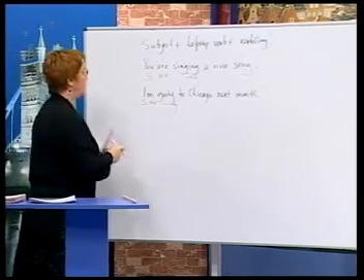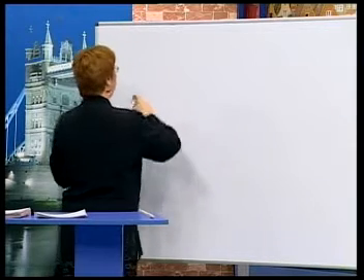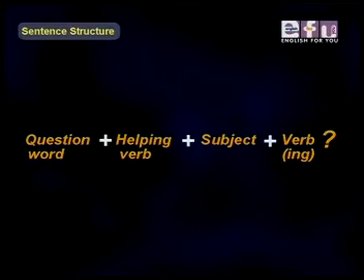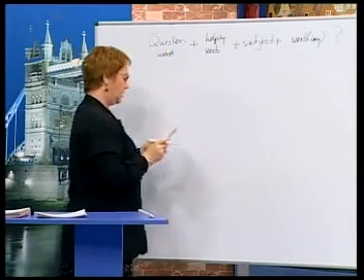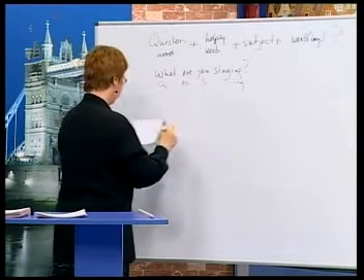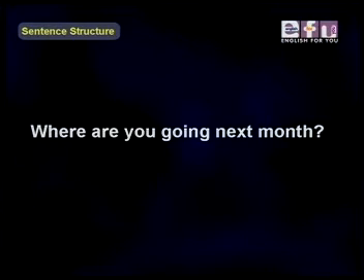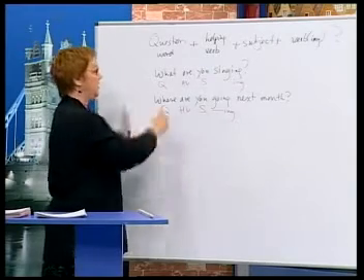Let's look at questions. This changes a little bit. With the continuous, we have the question word plus the helping verb plus the subject plus the ing verb. So here we go. What are you singing? We've got the question word, the helping verb, and the ing verb. Here's another one. Where are you going next month? Question word, helping verb, and the ing verb. These are questions with question words.